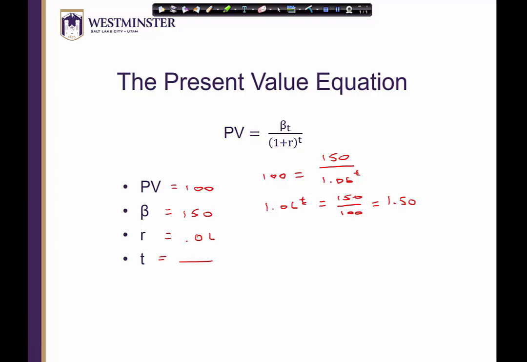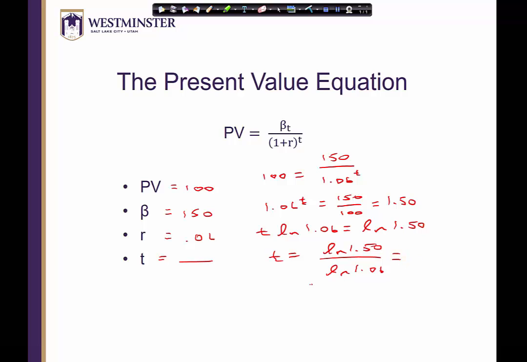In order to solve this, I need to apply a natural log here. And applying a natural log to each side allows me to move the exponent down as a scalar in front of the equation. So if I apply the natural log to this, I'm going to end up with t ln 1.06 is equal to the natural log of 1.50. And now I can divide both sides by natural log of 1.06 such that I have t is equal to ln 1.50 divided by ln 1.06.